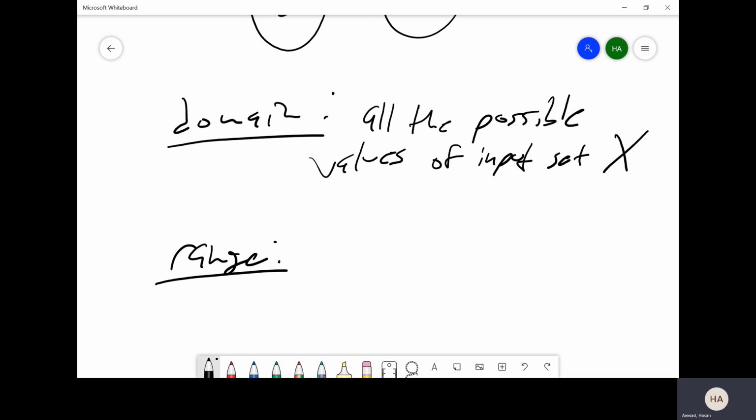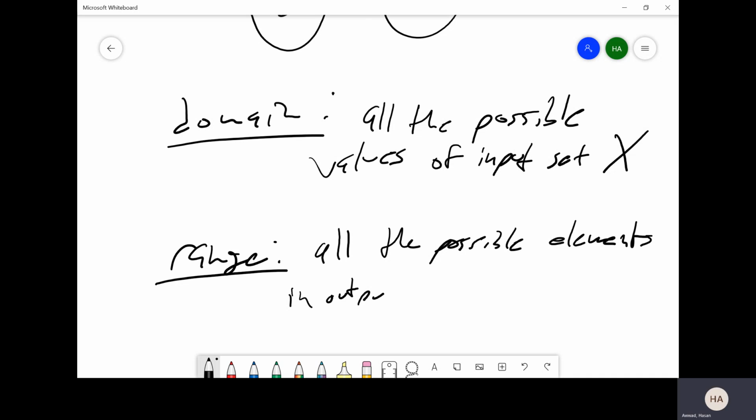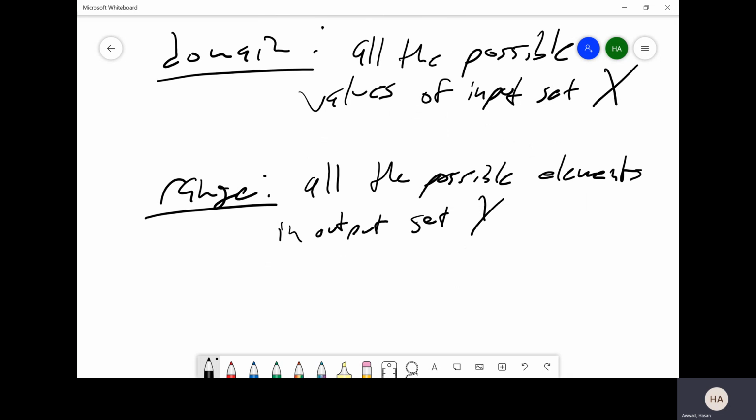So again, set y, I'm going to call that my output set. And I'm also going to call it capital Y here because we've learned that in general, our dependent variable is our output. So it's going to be all the elements of our output set y that have been assigned to an element in set x. So I'll write that out again. So all the possible elements in output set y such that they've been assigned to some element from set x.